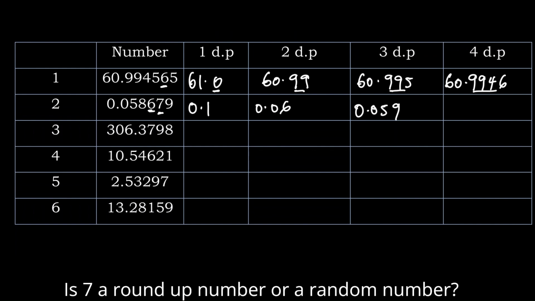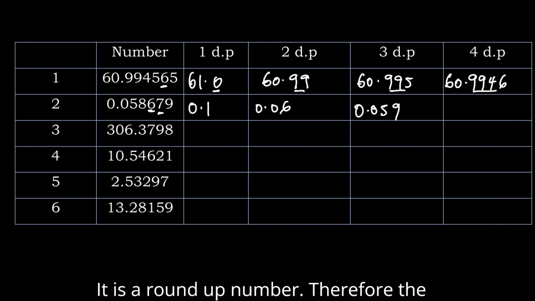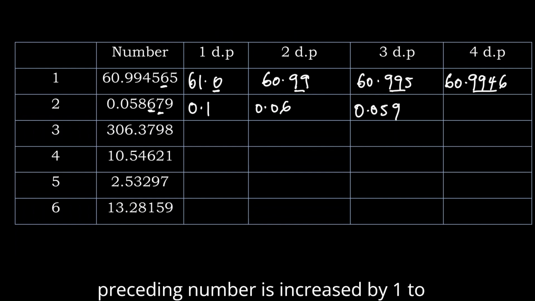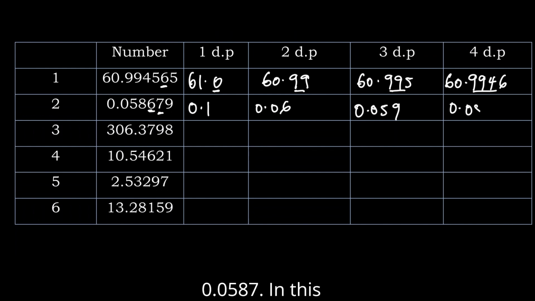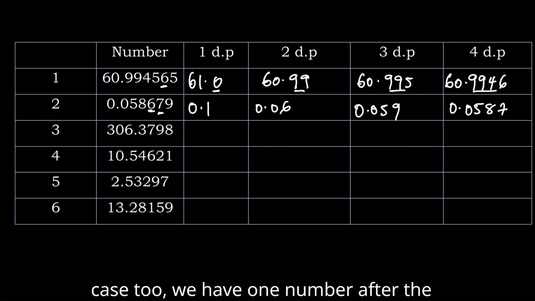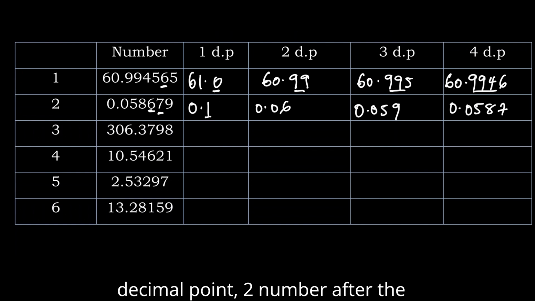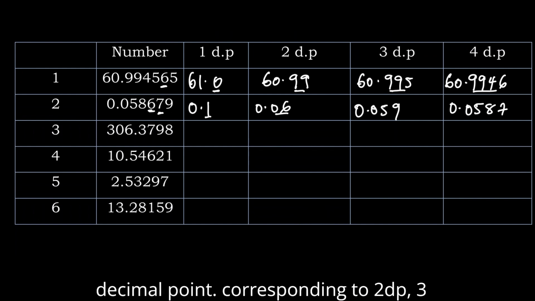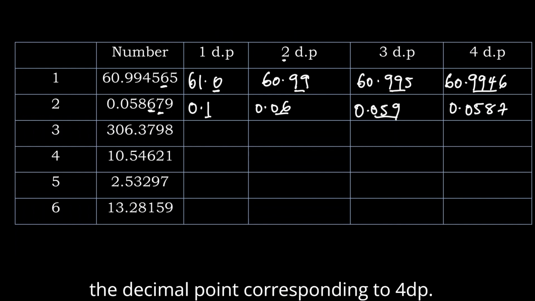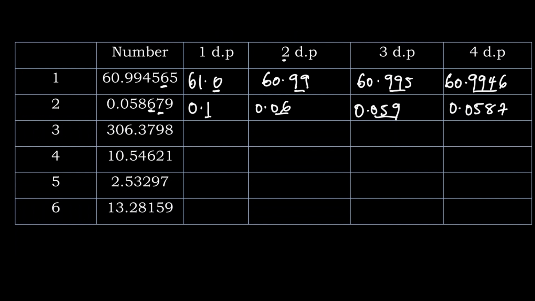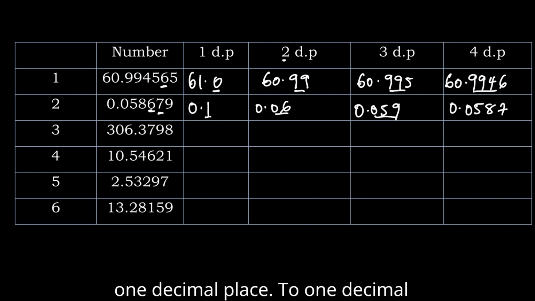Is 7 a round up number or a round down number? It is a round up number. Therefore, the preceding number is increased by 1 to become 7. And our answer is 0.0587. In this case too, we have one number after the decimal point, 2 numbers after the decimal point corresponding to 2 dp, 3 numbers after the decimal point corresponding to 3 dp, and 4 numbers after the decimal point corresponding to 4 dp.